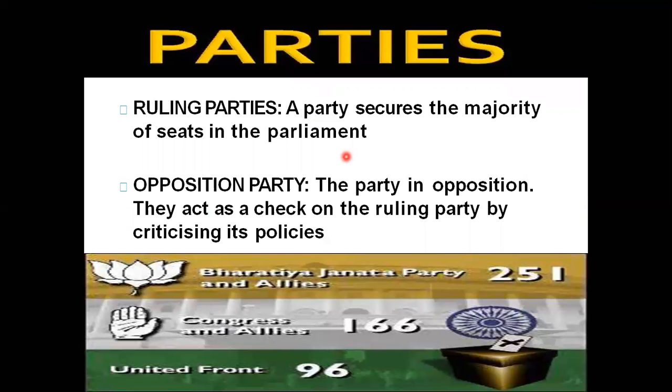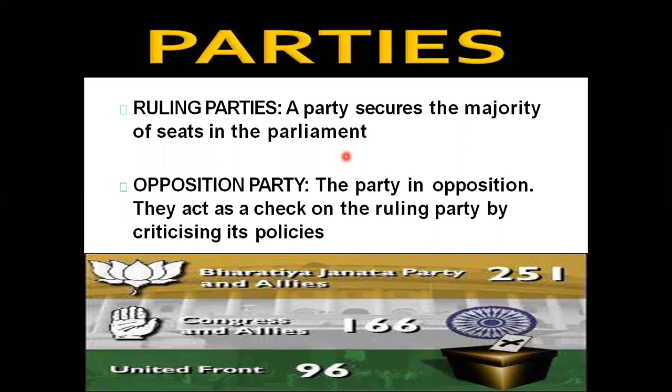See, the political parties are the pillars of democracy. For example, there are three types of party systems: single party, double party, and multi-party. India is the best example of the multi-party system. There are two types of parties: national parties and regional parties.